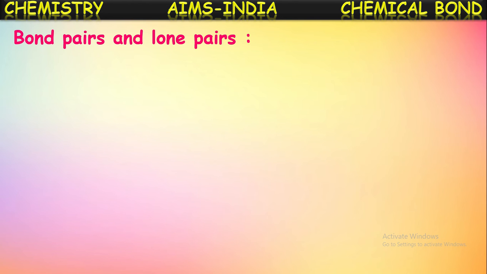Okay, that's about multiple bonds. Multiple bonds are the covalent bonds formed by the sharing of more than one pair of electrons between atoms. So double bond and triple bond come under multiple bonds. We should know one thing here.